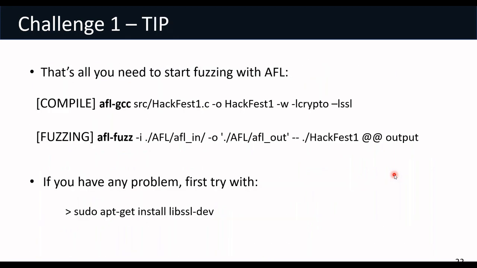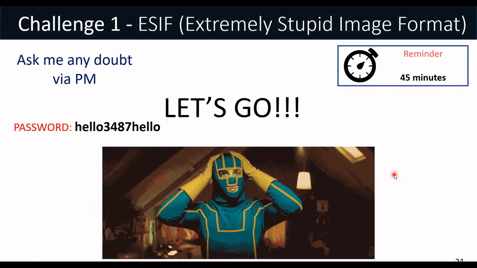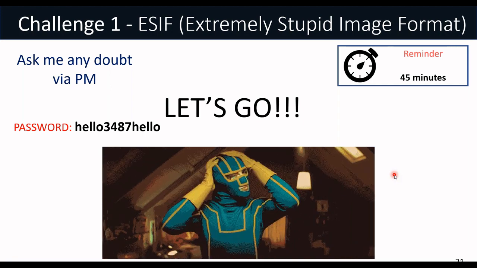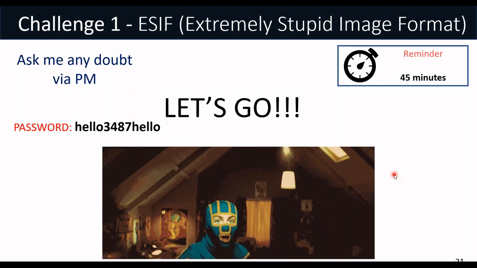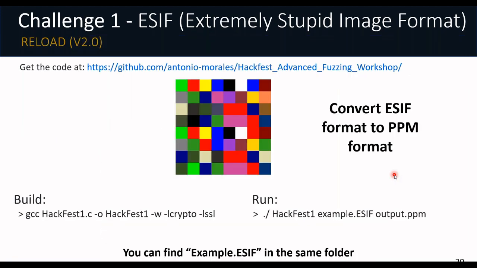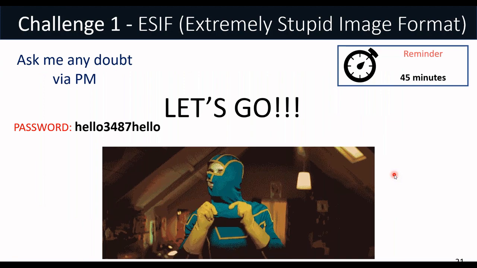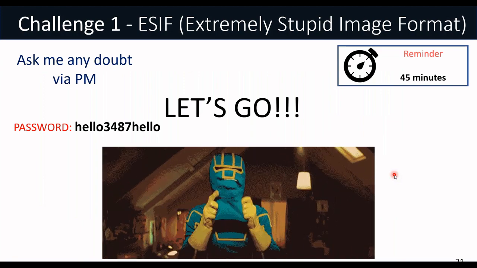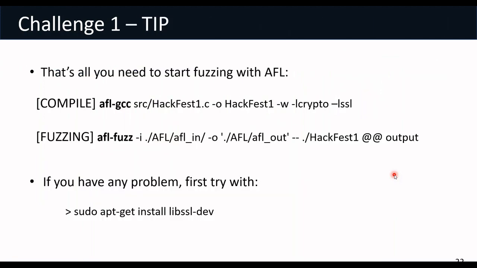So we are going to do again a brief summary of what we should have done. Okay, first of all, we need to go to the GitHub repository, download the zip file fuzz1.zip, and you need to use the hello3487 hello password. Then you will be able to compile the fuzz target using AFL GCC.